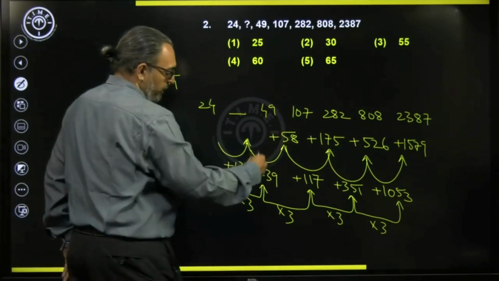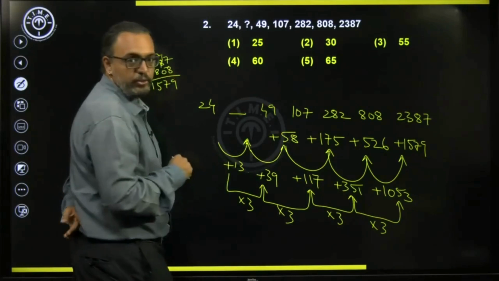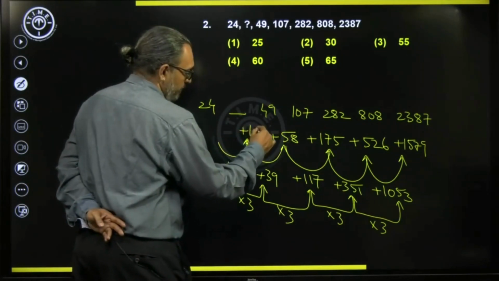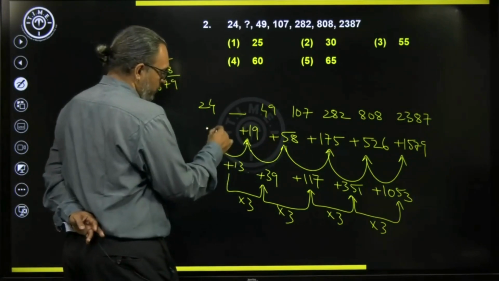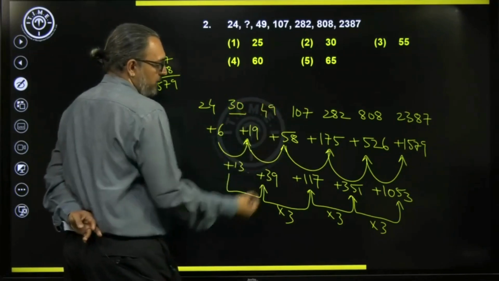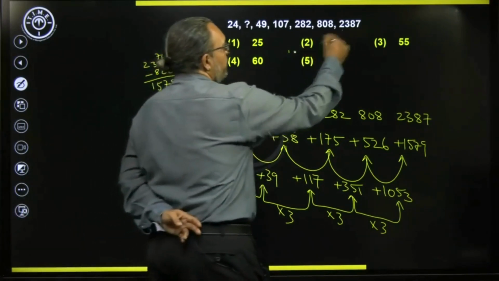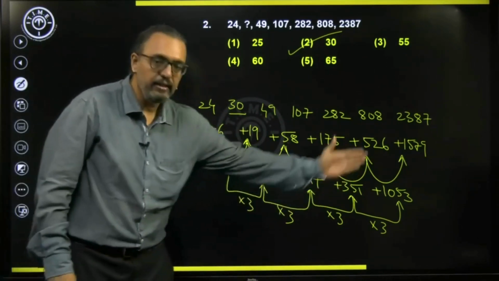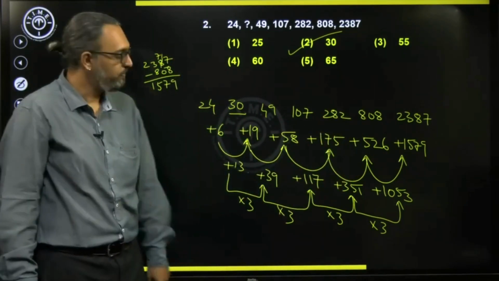So now from 58 you take 39, so it is going to be 19. And here it is going to be 6. So 24 plus 6 you get 30, 30 plus 19 you get 49. So 30 is what we choose as our answer. The difference of difference is increasing 3 times. Understood?